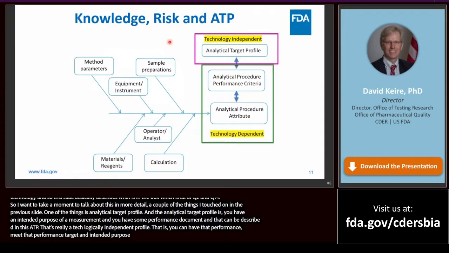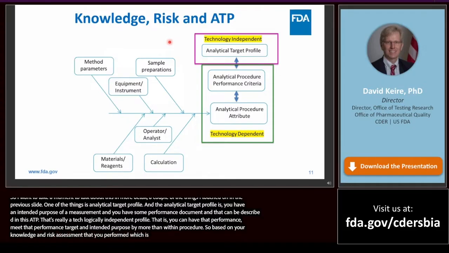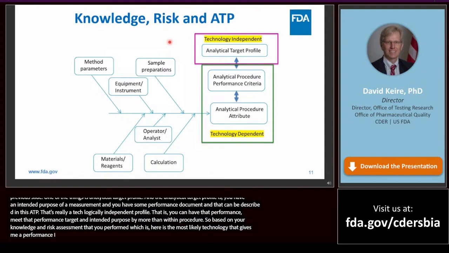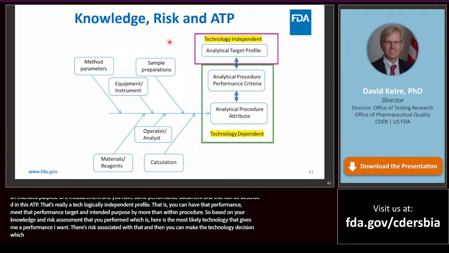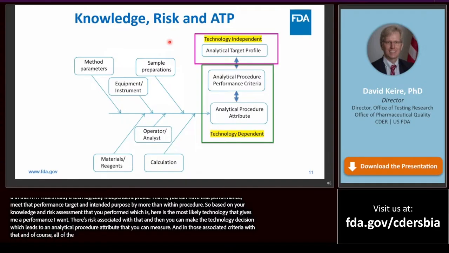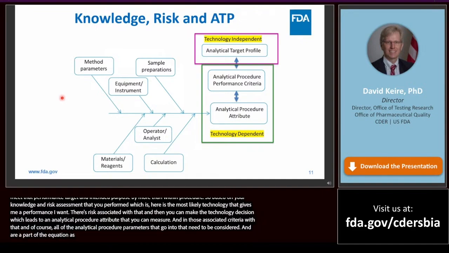And so based on your knowledge and a risk assessment that you perform that says, here's the most likely technology that's going to give me the performance I want, there's some risk associated with that. And then you make a technology decision, which leads to an analytical procedure attribute that you can measure, and there's associated criteria with that, and of course all the analytical procedure parameters that go into that need to be considered and are a part of the equation of analytical procedure development as described in Q14.